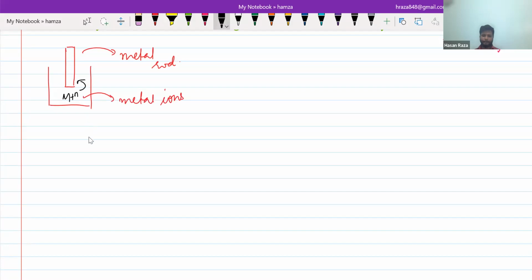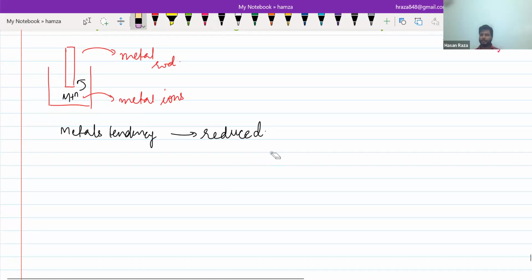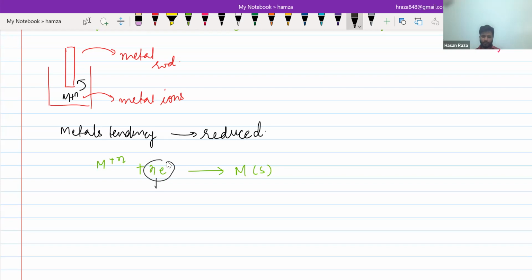So basically, the tendency of the metal here is reduction. That reduction will take place. Now, see how reduction will take place. The plus n state in an ion will gain electrons to convert into solid M, neutralizing it. So these n electrons, where do they come from? Basically, they come from the rod.